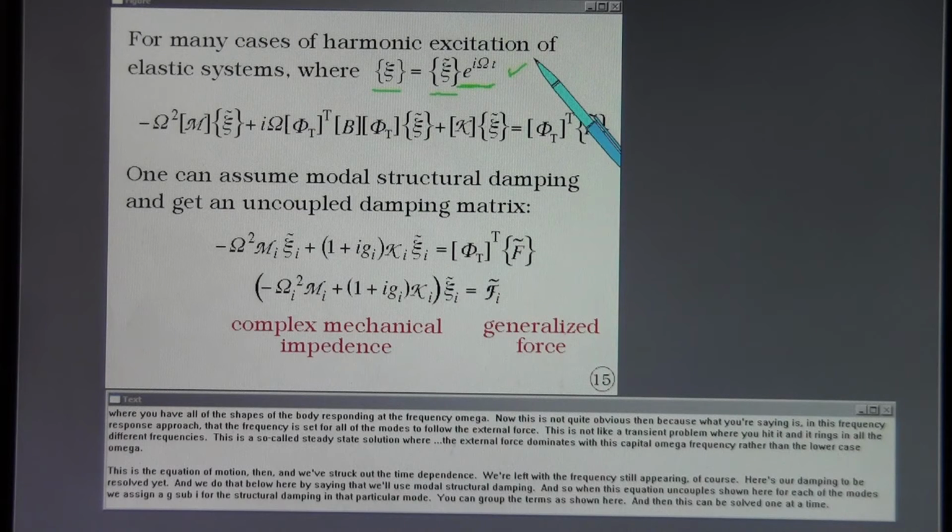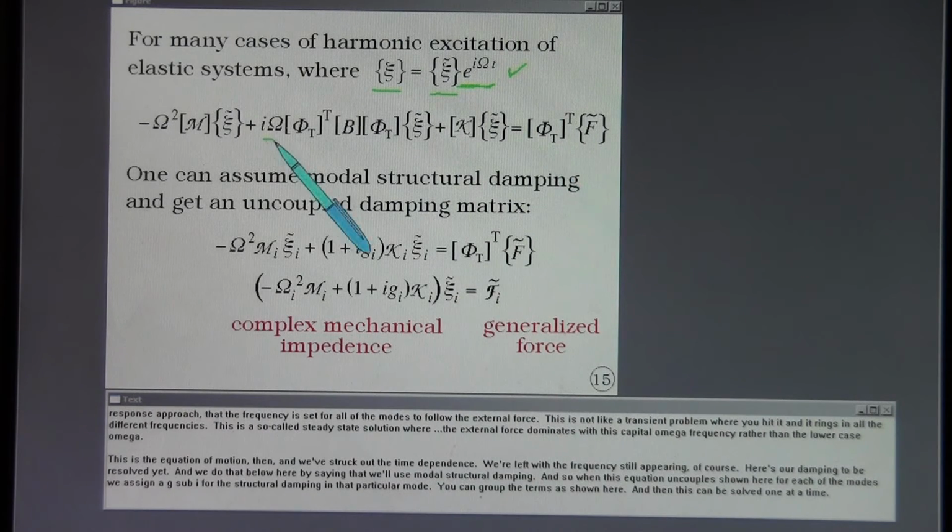This is the equation of motion then, and we've struck out the time dependence. We're left with the frequency still appearing, of course. Here's our damping to be resolved yet, and we do that below here by saying that we'll use modal structural damping. And so when this equation uncouples, shown here for each of the modes, we assign a G sub i as the structural damping in that particular mode. You can group the terms as shown here, and then this can be solved one at a time.